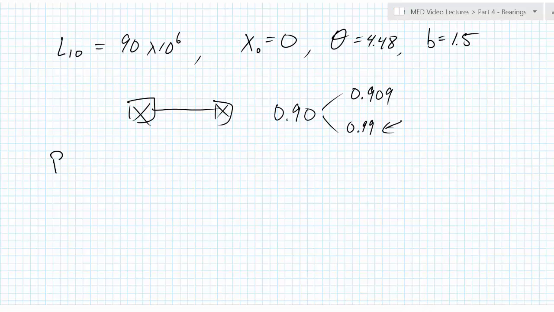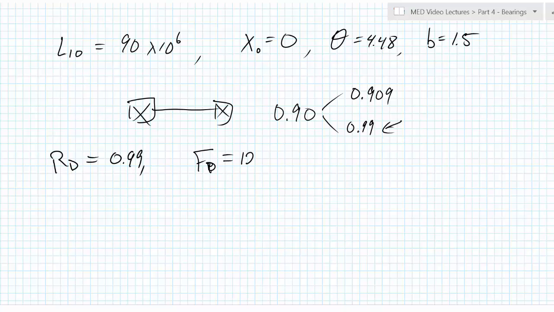So for example, the reliability we want is 0.99. The radial load that our bearing is going to have to handle is, let's call it, 12 kilonewtons total.